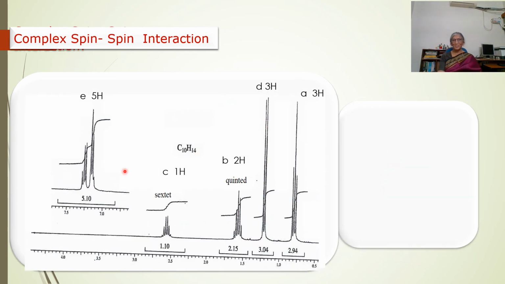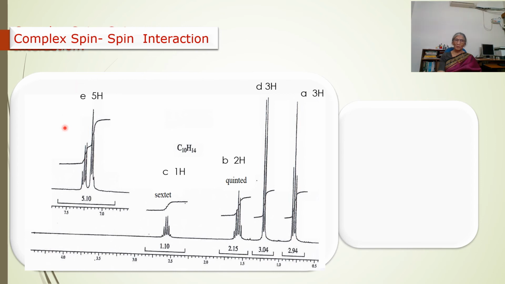This is the NMR spectrum of a compound for which the molecular formula is C10H14. So we have to establish the structure of the isomeric compound on the basis of this NMR spectrum. The integral values indicate that signal A is given by 3 equivalent protons, signal D is given by 3 equivalent protons, signal B is given by 2 equivalent protons, signal C is given by a single proton, and signal E is given by 5 equivalent protons.